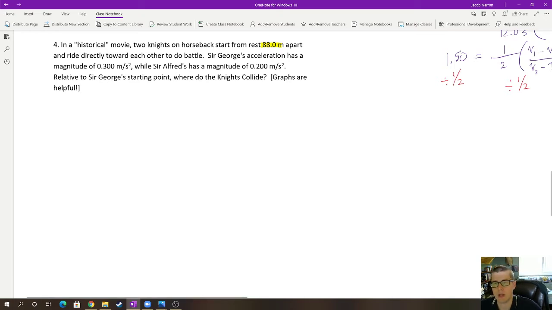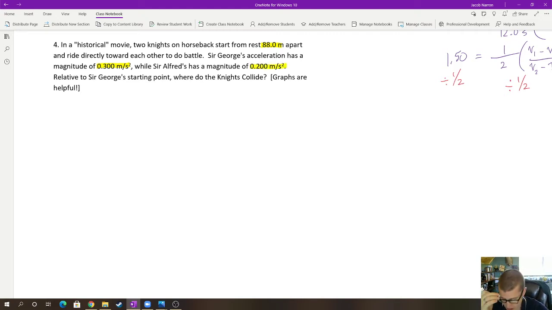Okay, we have to do that. Okay. Next, Sir George. He has an acceleration of 0.300 meters per second squared. Hopefully you're thinking, all right, how many sig figs is that? That's 3. While Sir Alfred has a magnitude of 0.200 meters per second squared. And again, how many sig figs?